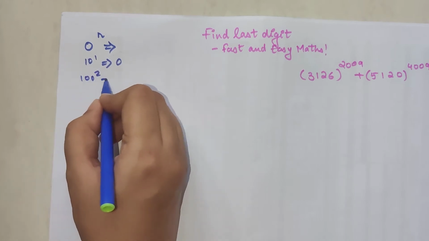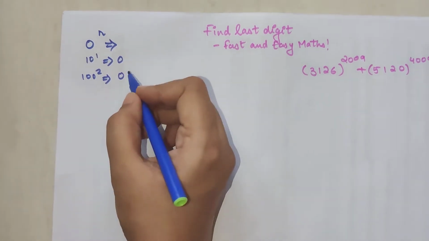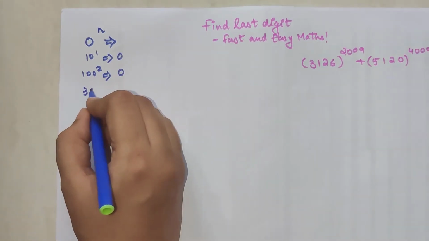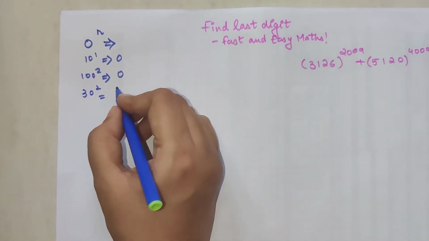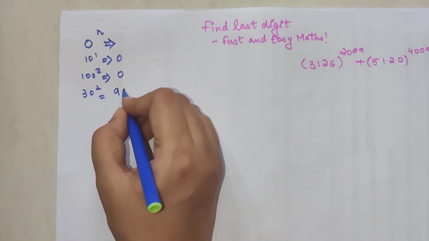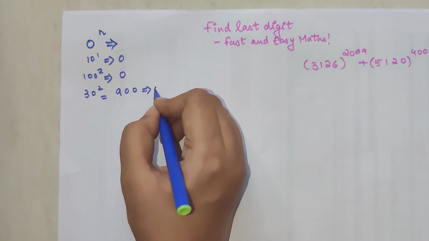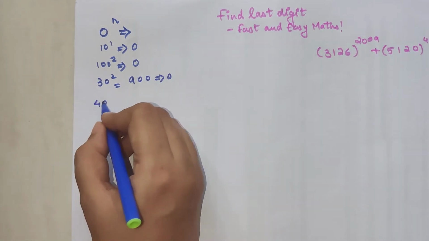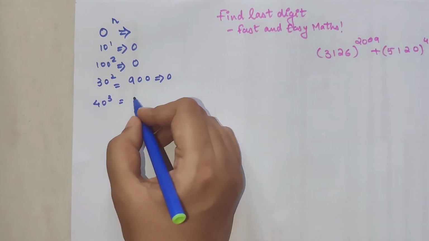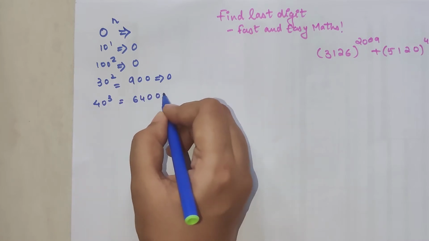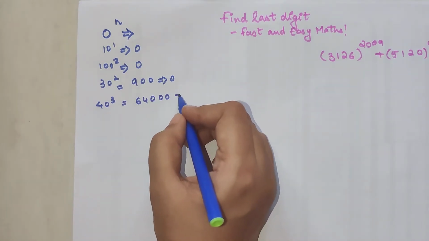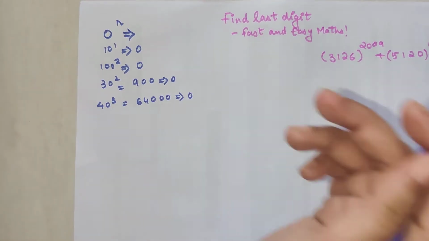100 raised to 2, that gets you 1 lakh. So again your last digit is 0. 30 square, that is nothing but 900. Again my last digit is 0. 40 cube, let's say that. So we get 64,000. And again my last digit is 0.